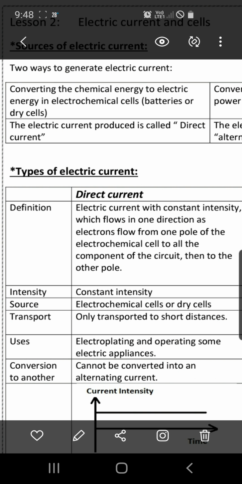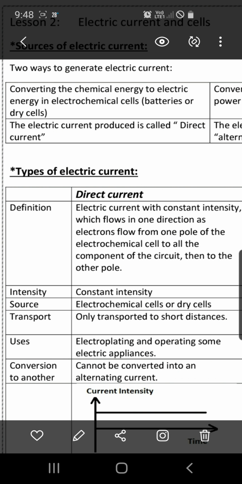The source of the direct current is the electrochemical cells, like the dry cell or the simple cell, which we use in maybe laptops or in torches, which we use in mobile phones or in the car. We use the dry cell or the electrochemical cells in many uses. And from the disadvantage of the direct current is that it is transported only for short distance. You cannot transport it for long distance. We can only transport it for short distance.